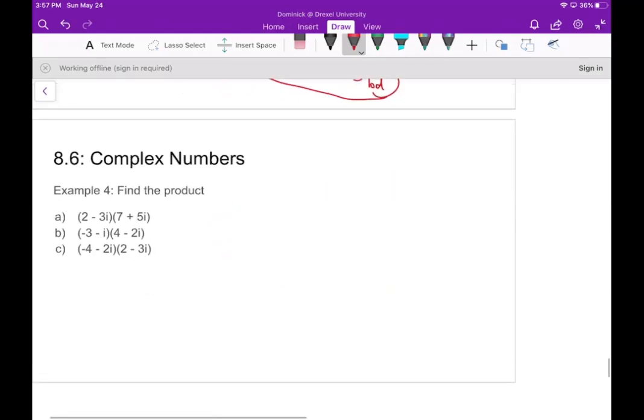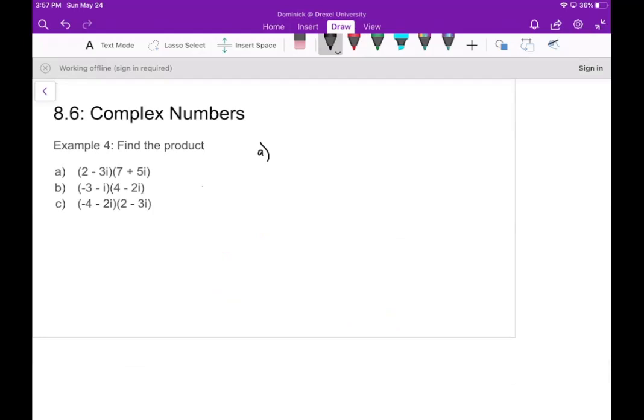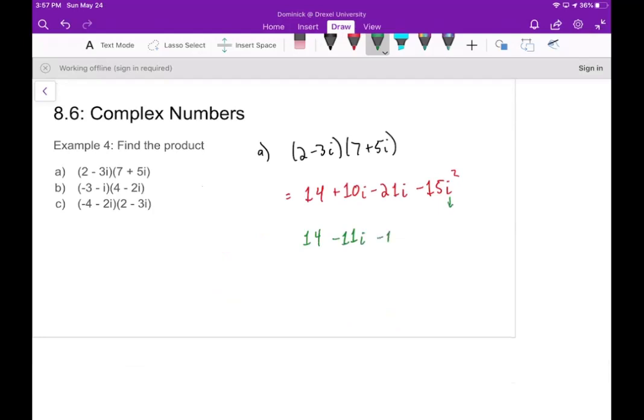All right, so let's do a couple of examples. So in part A, we have a 2 minus 3i times a 7 plus 5i. So if we FOIL, we're going to get a 14 plus 10i minus 21i minus 15i squared. All right, so now if we combine, we're going to get a 14 minus 11i. And then again, remember what i squared is, it's negative 1. So we're going to get minus 15 times negative 1. Well, that's going to make this a plus 15. So we're going to get 29 minus 11i.